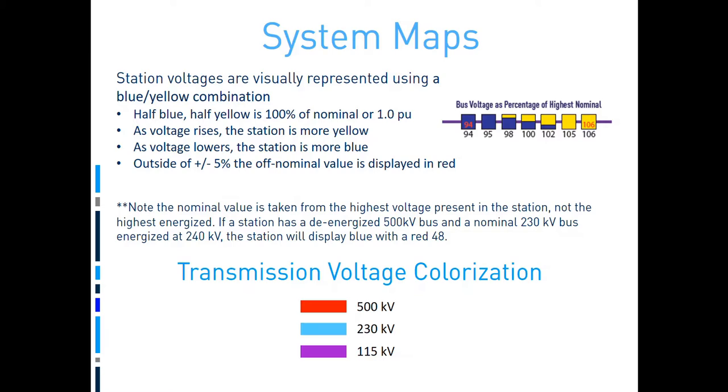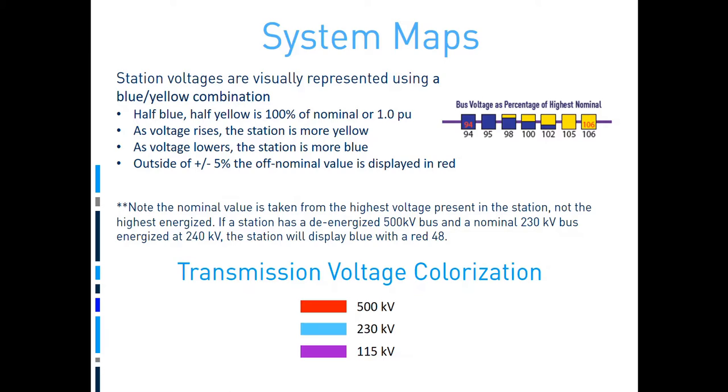Now, one thing that you do need to take note of is the nominal value is taken from the highest voltage present at the station, not the highest energized. So if you have a station that has a 500 bus that is not energized, and you have your 230 side energized at about 240, the station will display blue with a red 48 inside. So you just kind of have to keep your situational awareness and know that, as long as the energized portion is where it needs to be, then everything's okay.